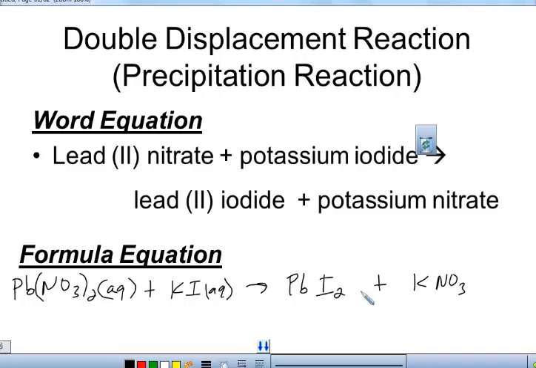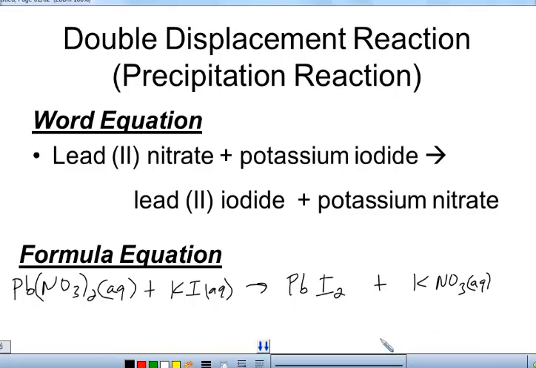Now, at this point, we need to figure out if these things are aqueous or solids, and we need to go back to page 437. In this case, iodides aren't on page 437, but potassium and nitrates are, and it says that they are always soluble. The potassiums and nitrates are always soluble, so that means that they will be aqueous.